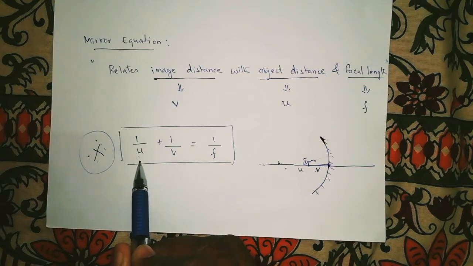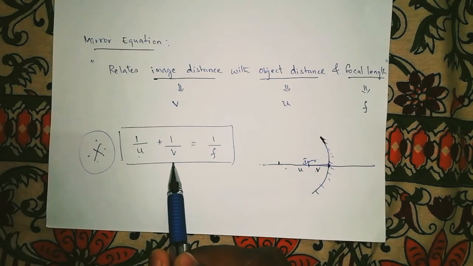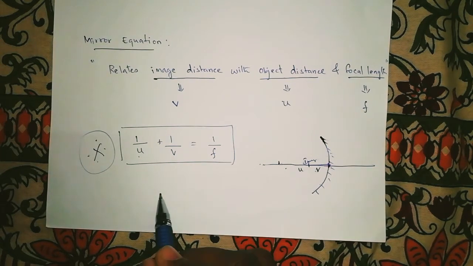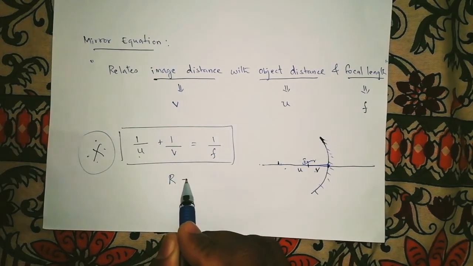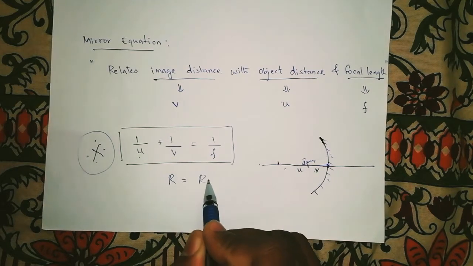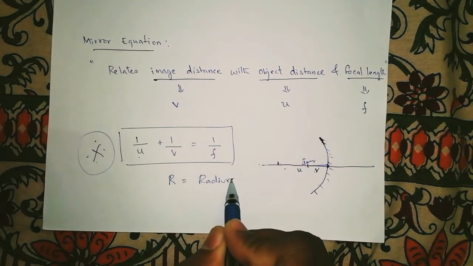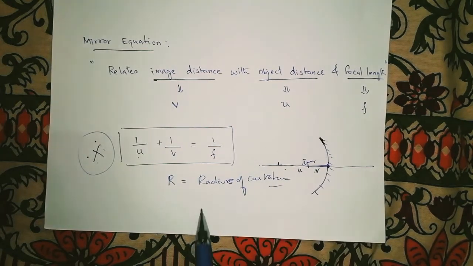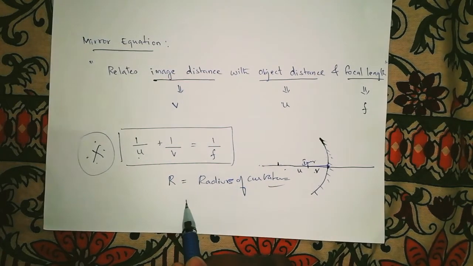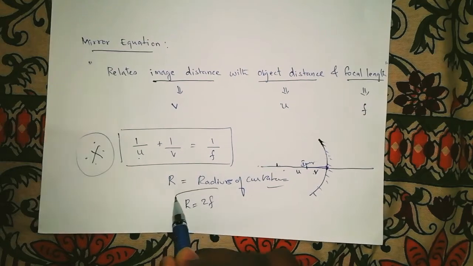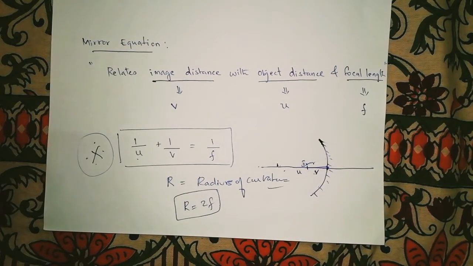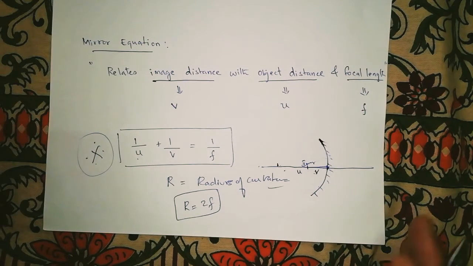u represents the object distance, v represents the image distance, f is the focal length, and you should also know what R is. R is the radius of curvature, as we know before, and you know the formula for that also: R is equal to 2F. You should know all these things before starting this mirror equation.